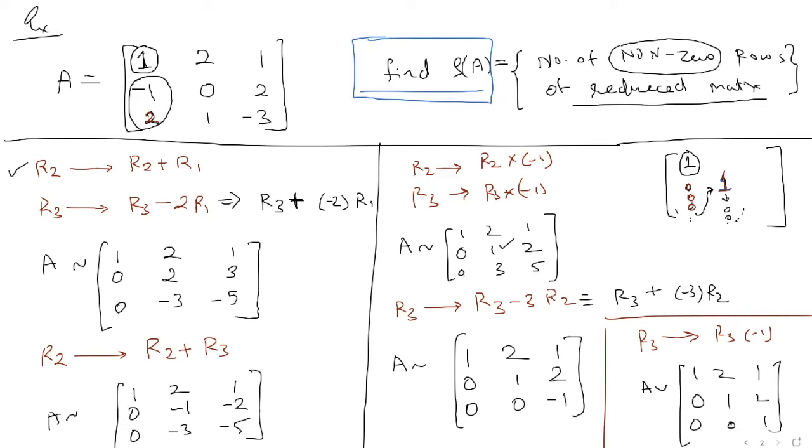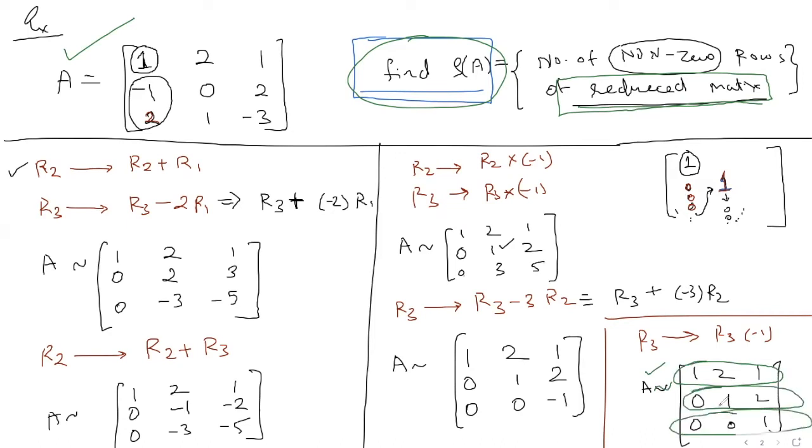And what is the rank of a matrix? It is the number of non-zero rows of the reduced matrix. This is the original matrix A, and this is the reduced version of A. If you see, the first row is non-zero, the second row is also non-zero, and the third row is also non-zero. So there are 3 non-zero rows here. So you will say the rank of A is equal to 3. What we found here is called the echelon form of a matrix, because you got a form of steps over here. And finally, the rank of A is 3.